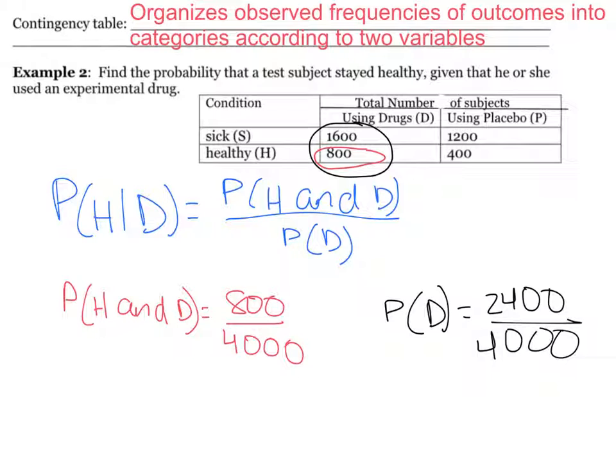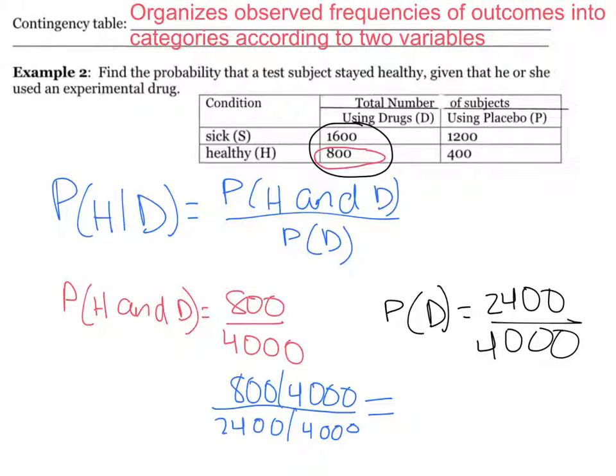So now we can go ahead and plug all of this into our formula. We have the probability of H and D, which in this case we found out was 800 over 4,000. We're going to plug that in, 800 over 4,000, and then we're going to divide by the probability of D, which in this case is 2,400 divided by 4,000. If we simplify all of this, that's going to give us 1/3. So the probability that a subject stayed healthy given that he or she used the drug is 1/3.